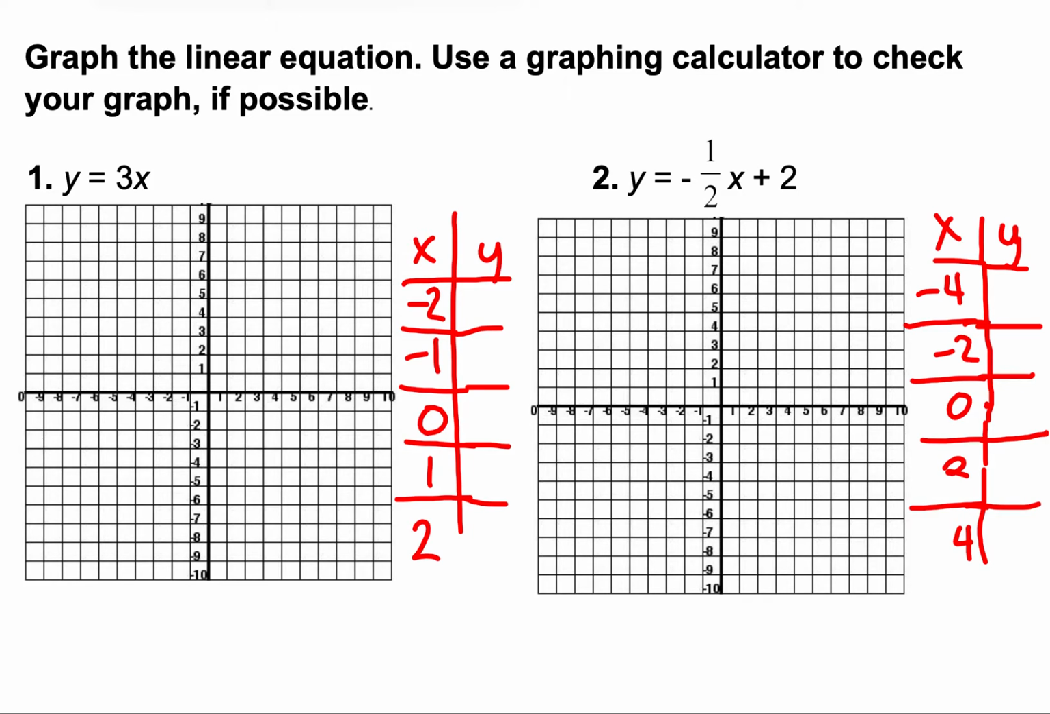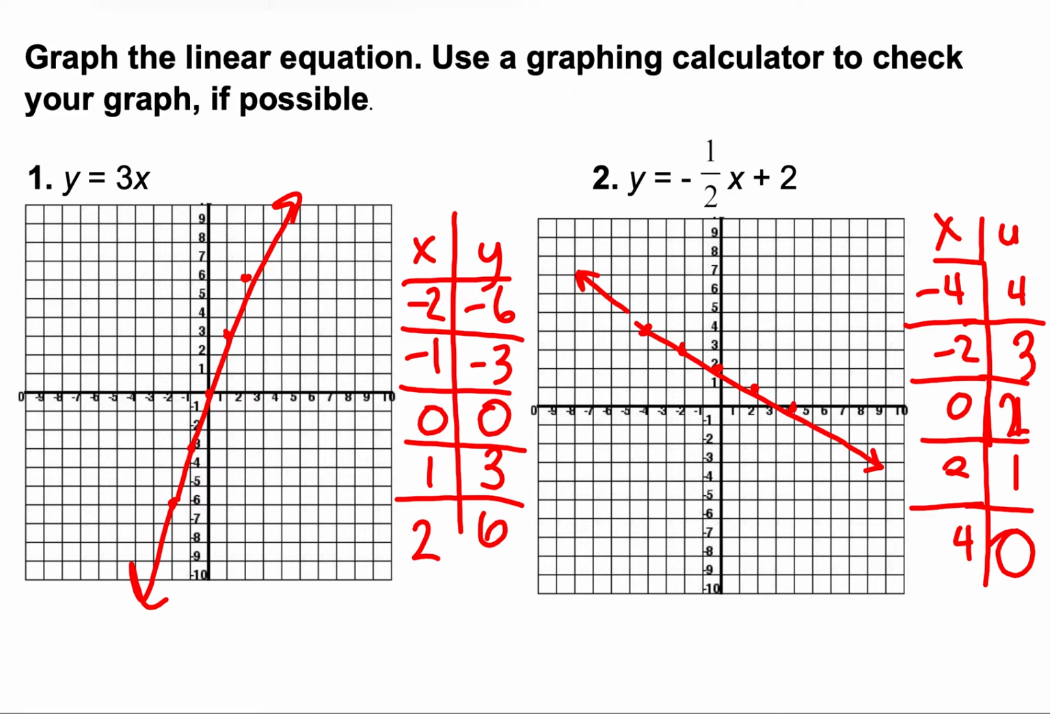Okay, let's go ahead and check to see if your answers are correct. All right, so for number 1, y equals 3x. When I did 3 times each of my x values, I got -2, -6, -1, -3, 0, 0, 1, 3, and 2, 6. I plotted those points. Here's what my line looks like.